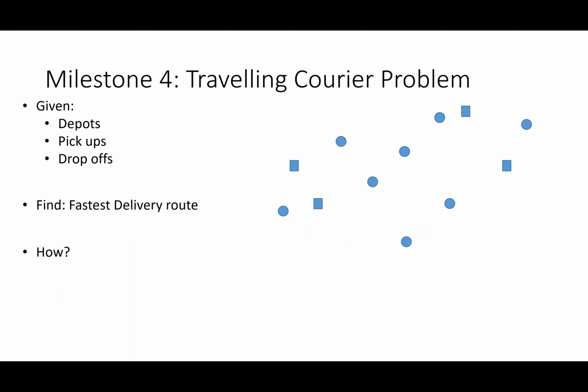Okay, so quick review of milestone 4. You've got this traveling courier program. So you've got a bunch of depots, and you've got a bunch of pickups and a bunch of drop-offs. You're trying to find the fastest delivery route. So part of finding the fastest delivery route is you're going to be trying to reorder the order in which you make pickups and drop-offs, and quickly figure out, is the travel time going up or down? So that's what we're going to talk about today.